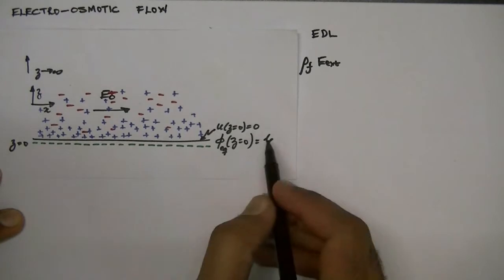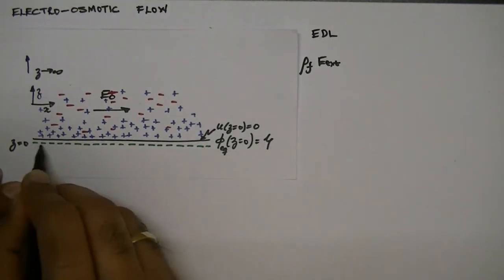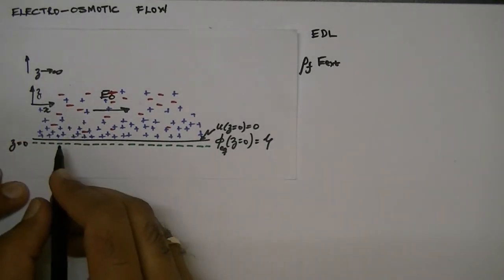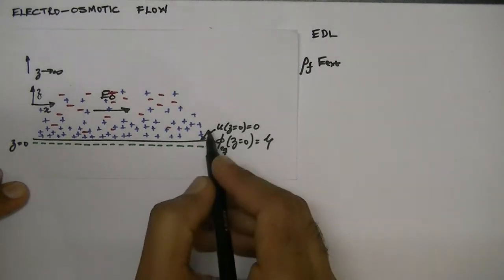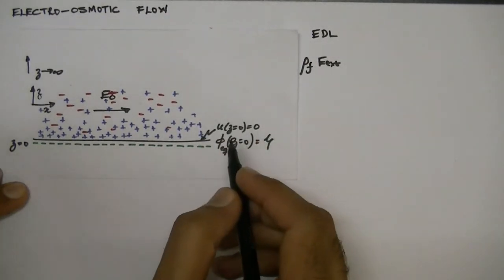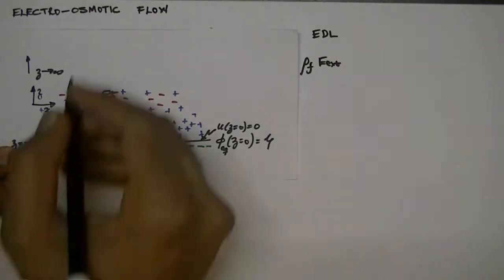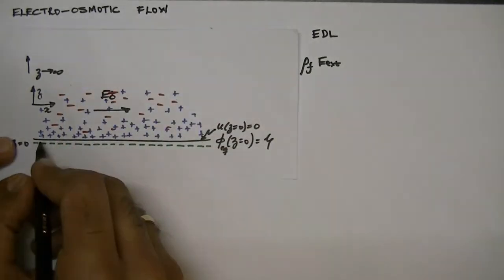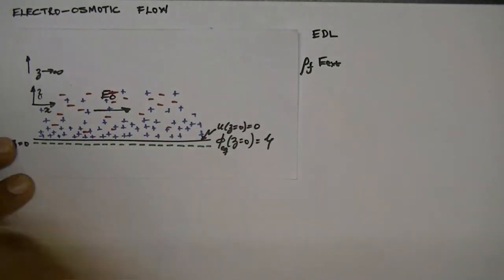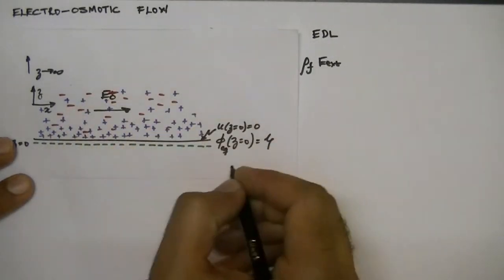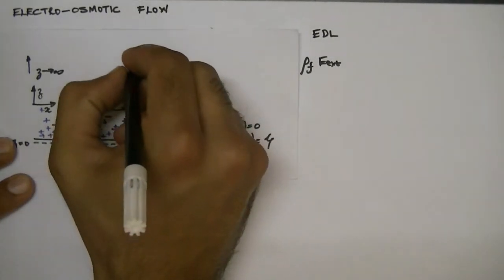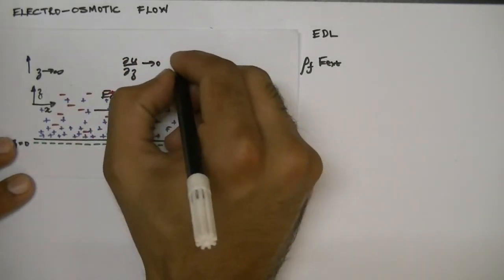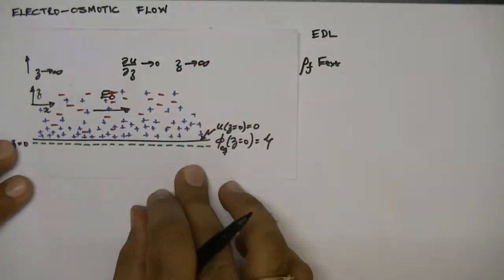a zeta potential at the surface, and we assume that the zeta potential is uniform along the x direction, or the axial direction. And at the wall we have the no slip boundary condition, and far from the wall the equilibrium potential, which is formed only due to this EDL formation, tends to 0, and the gradients in velocity also tend to 0 as z tends to infinity.